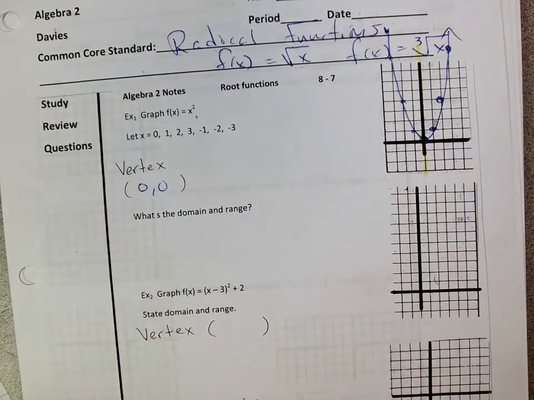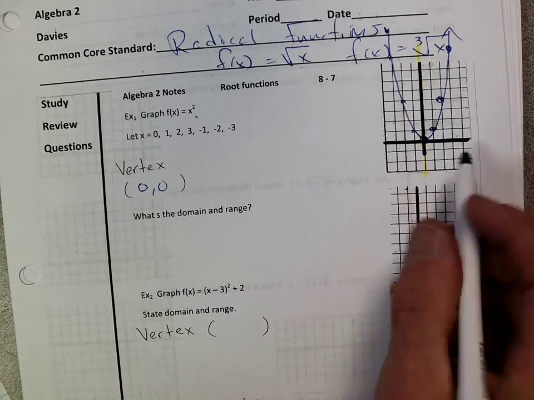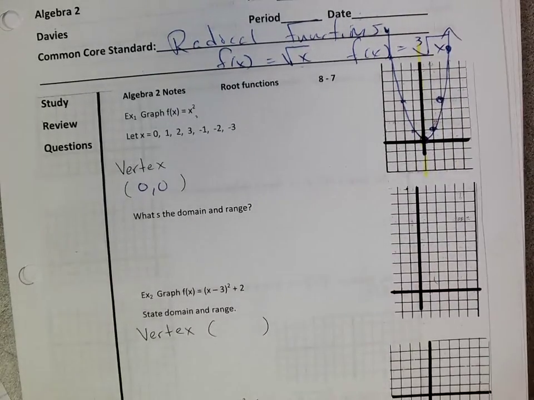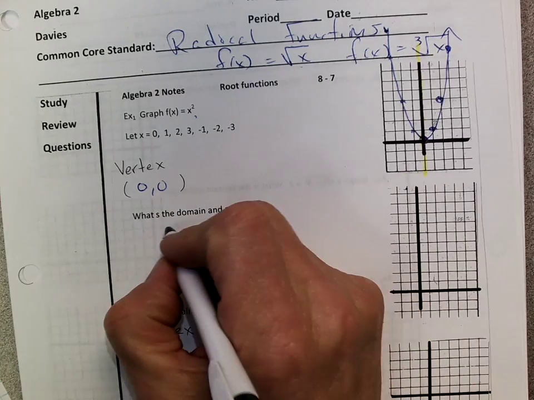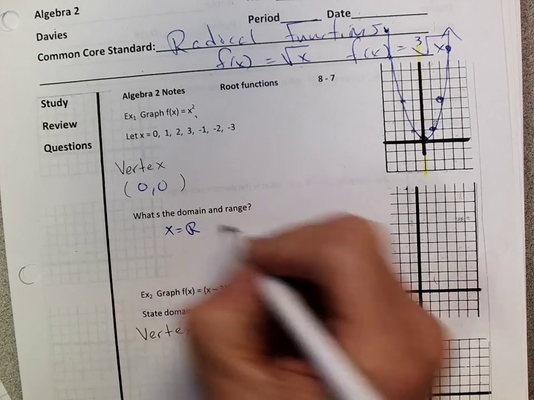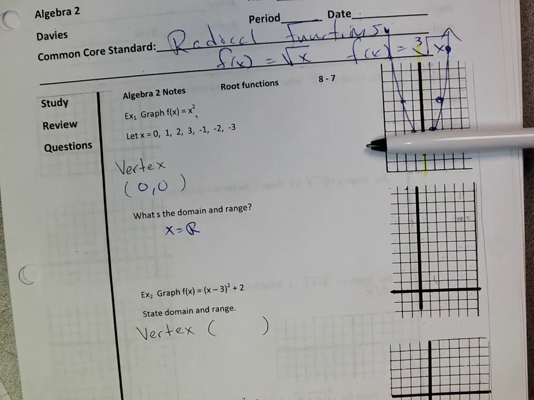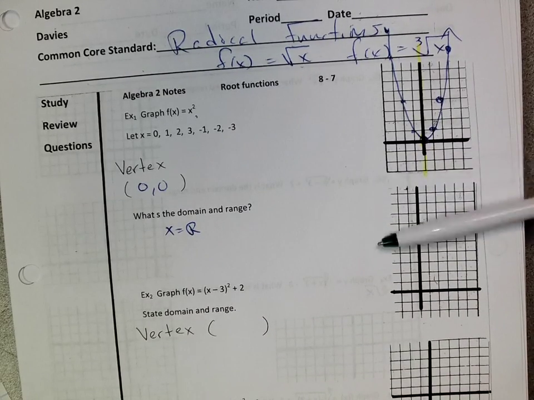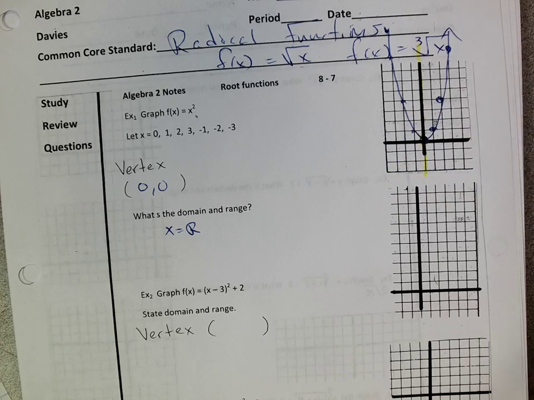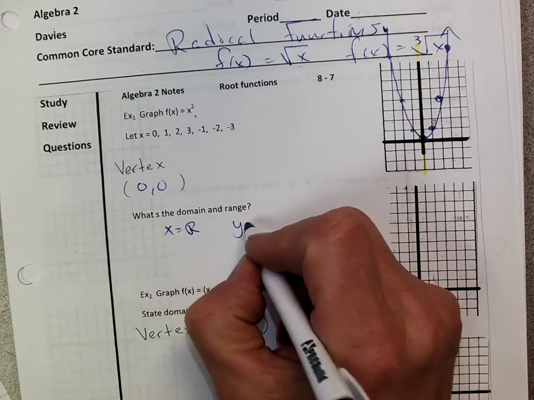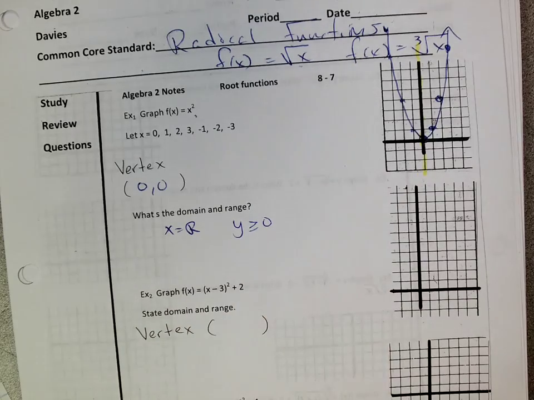Okay? Domain, that's easy. Even though it's going up forever, it's always moving over. So the x values are everything. As far as domain, x equals all real numbers. But the range is different. It starts at a height of 0 and goes up. It does not exist below. So the range is just y is greater than or equal to 0. We've done these before. We've done parabolas.